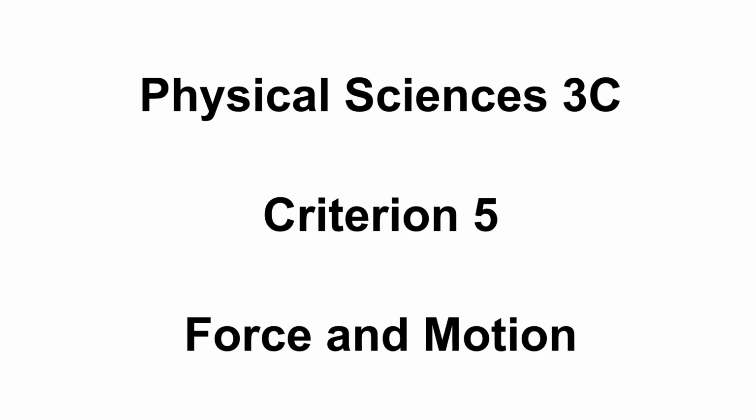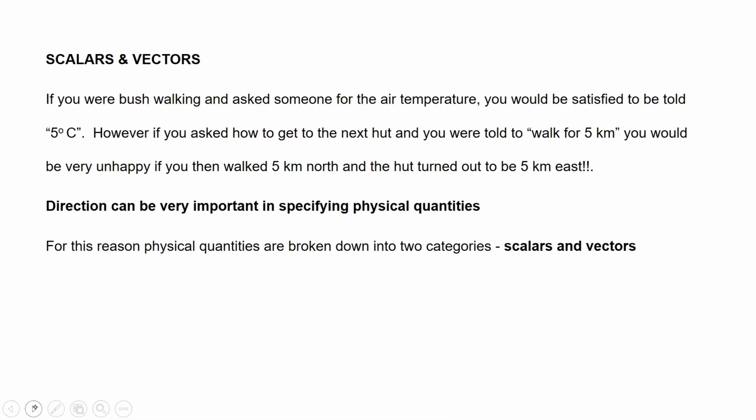So, we are starting criterion 5, which is force and motion. So let's get straight into it. Firstly we're going to look at the difference between scalars and vectors. And this example here outlines that really well.